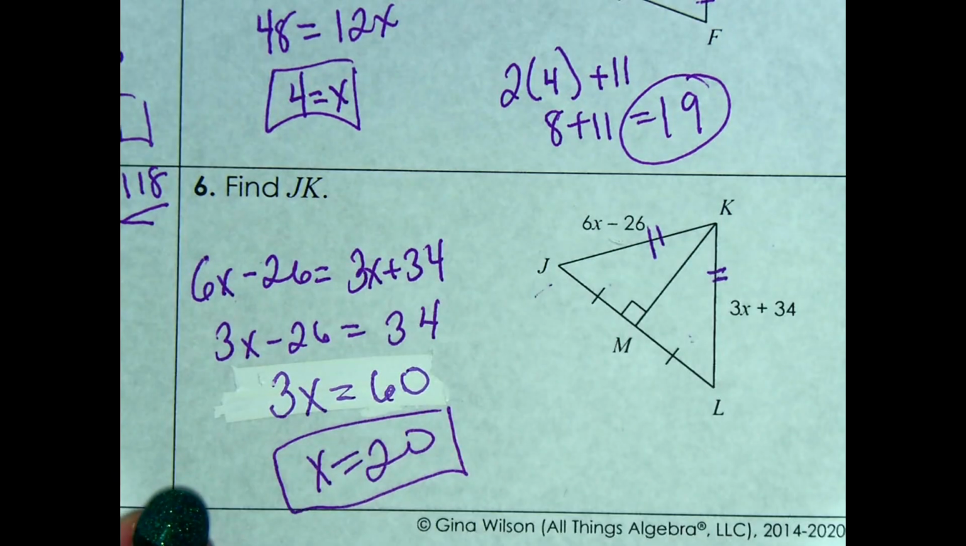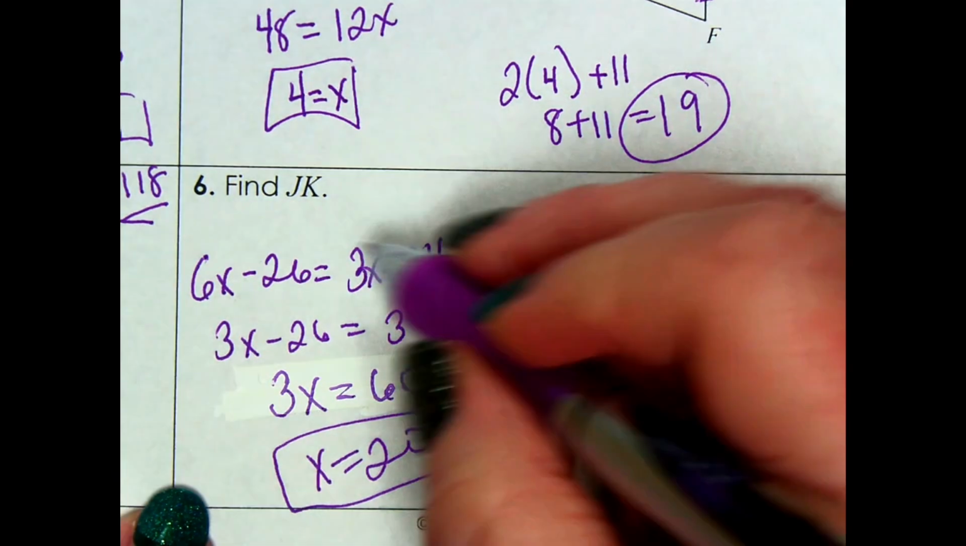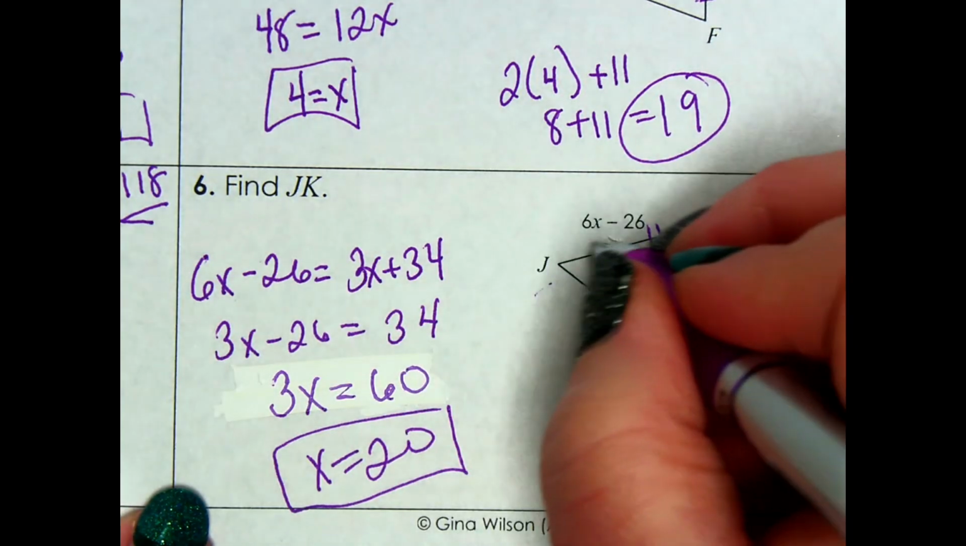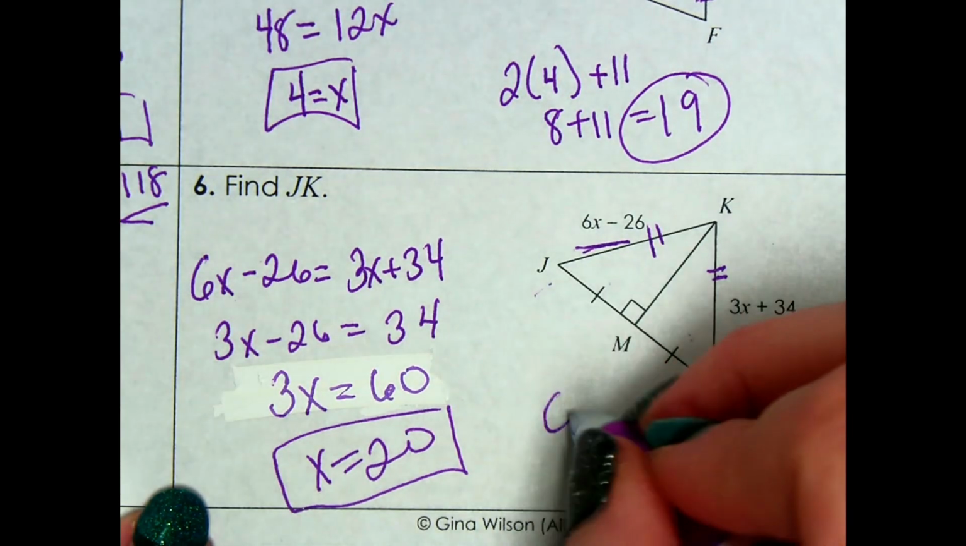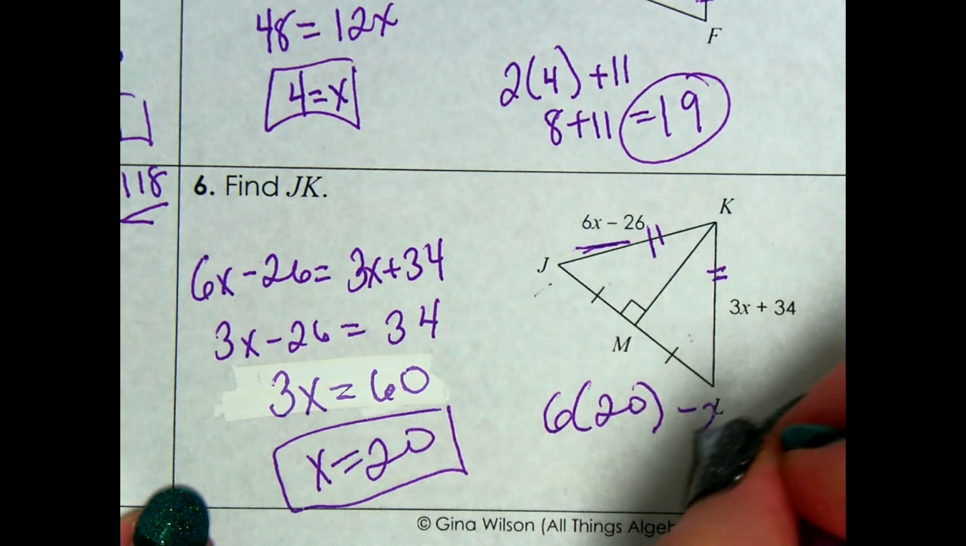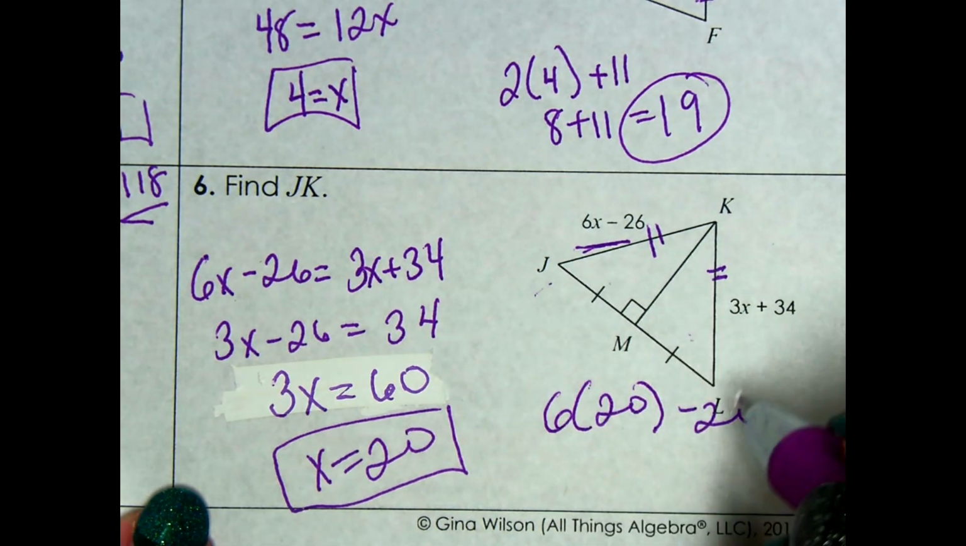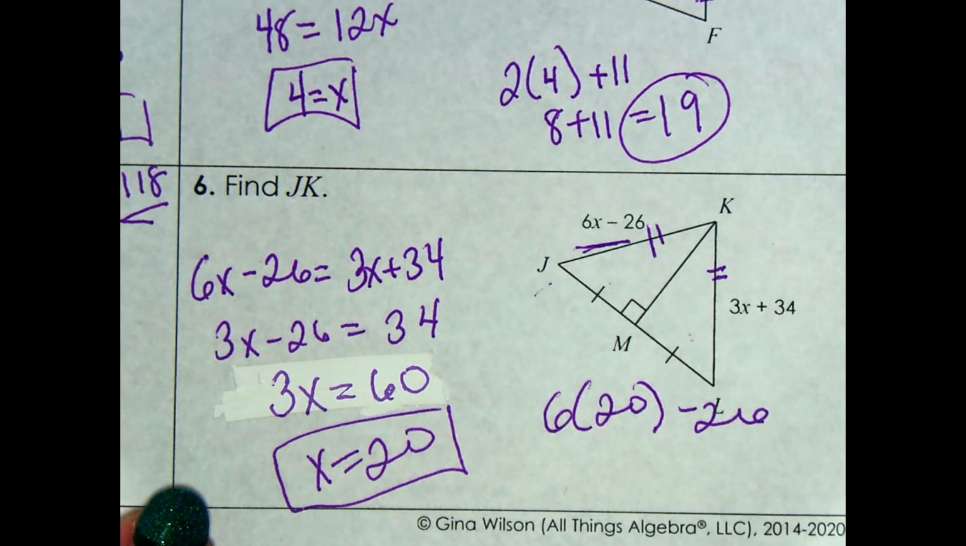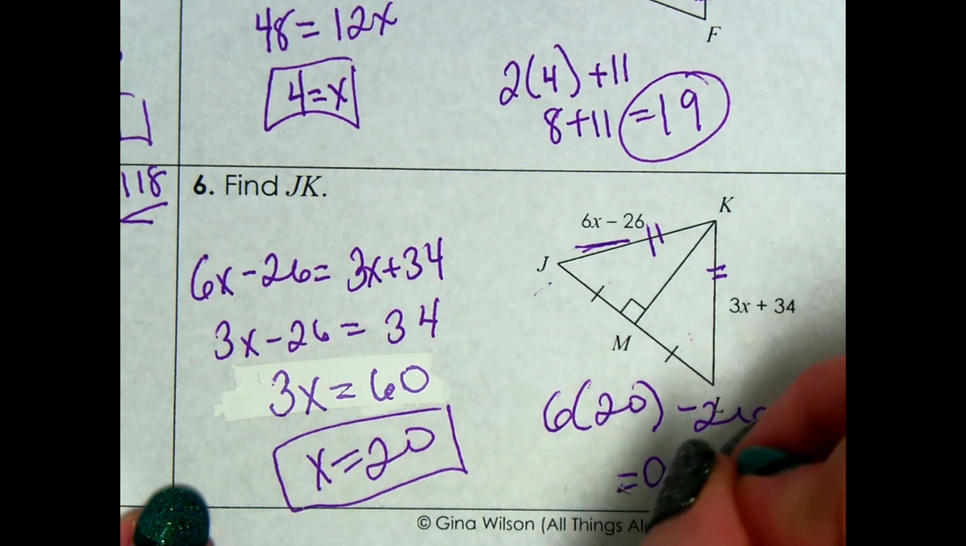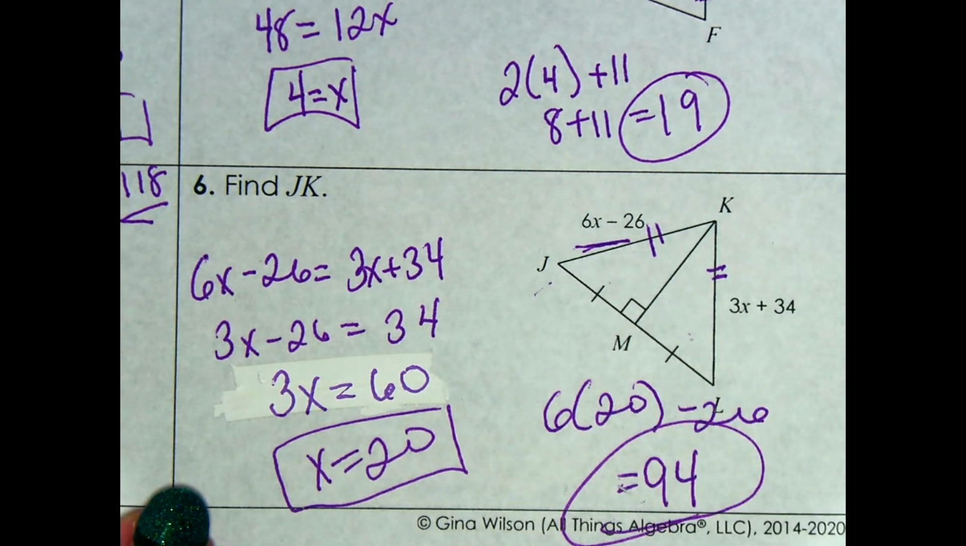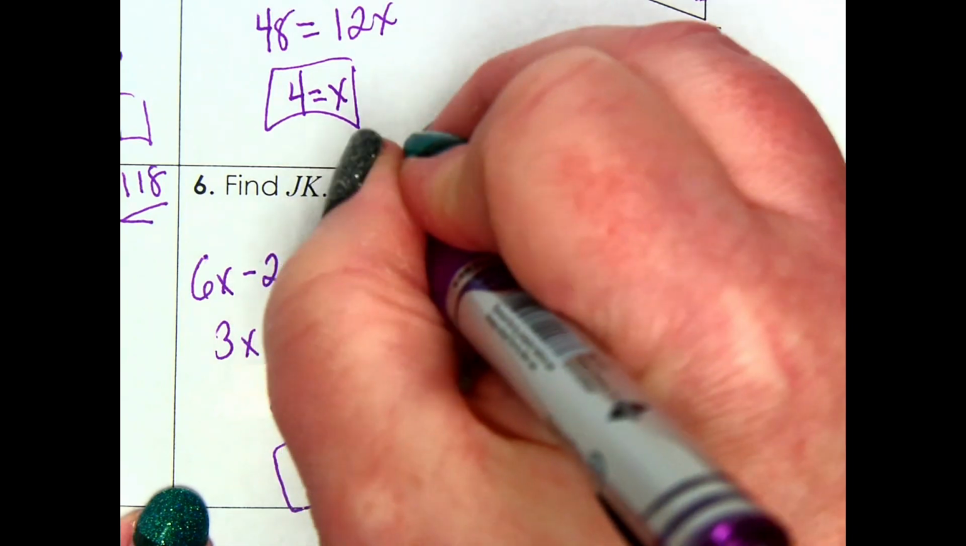But again, it's not asking me for x, it's asking me for segment JK, which is right here. So I substitute. 6 times 20 is 120 minus 26 gives me 94, and therefore JK is equal to 94.